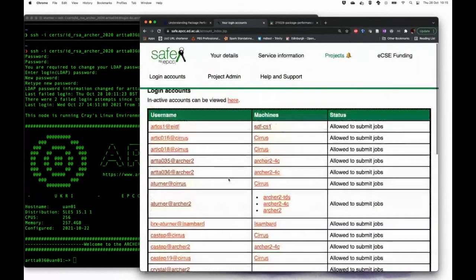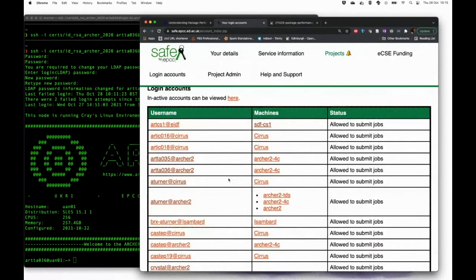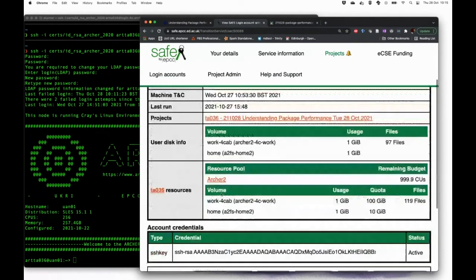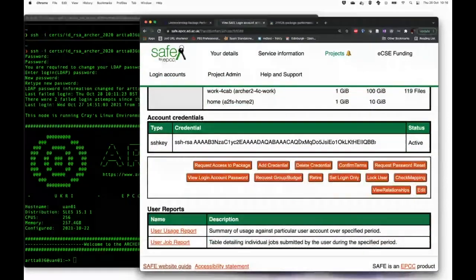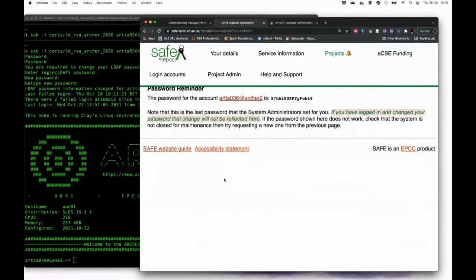I've got lots and lots because I've got accounts on different systems and various other things to help the business system. But here's my login account for this course, this ART TA 036 Archer 2. So if I click on that, it gives me some information. At the bottom, there are some buttons. It shows me which SSH key I registered in my account, but there's also a view login account password here. So I can click on that, and you'll be able to see this one-time password, but it doesn't matter because you've just seen me change it, so this password doesn't work anymore.